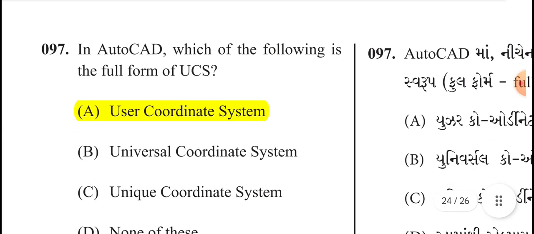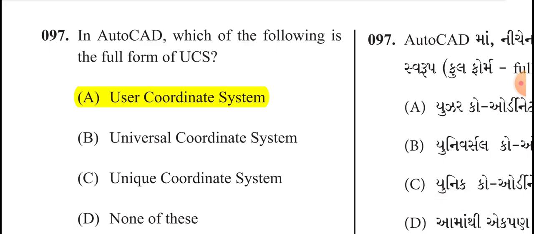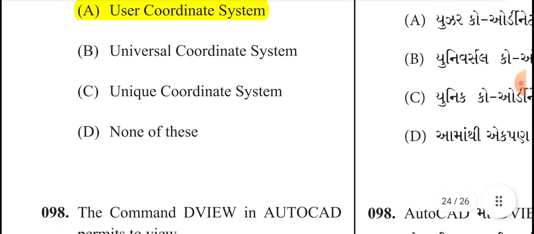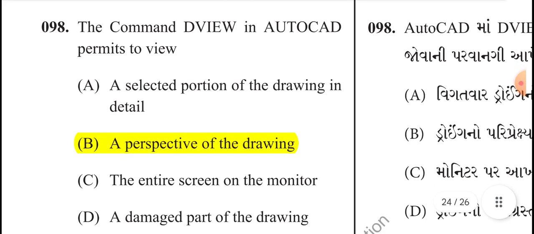In AutoCAD, what is the full form of UCS? UCS means User Coordinate System. The command DVIEW in AutoCAD permits to view a perspective of the drawing, the entire screen of the monitor. So the correct answer is a perspective of the drawing.